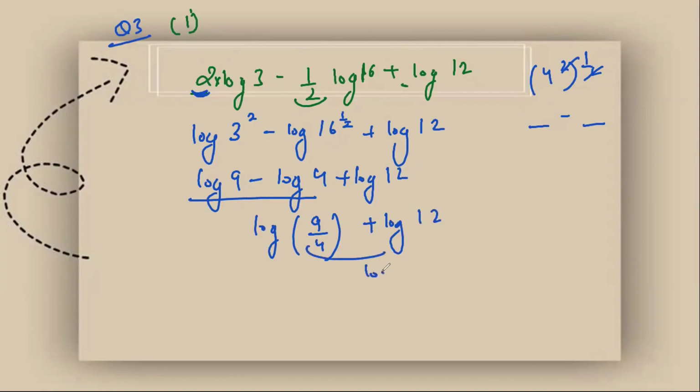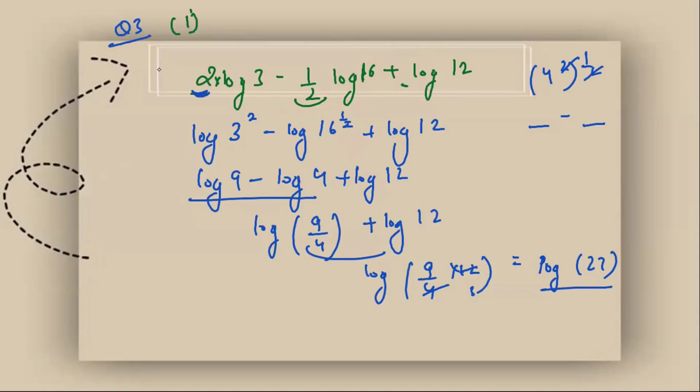Now they are in plus. So when they are in plus, we can multiply. So it gives me how much? 3. So it becomes log 27, right? It becomes log 27. So that's the final answer. We can't solve it further. So this is the third question, first part, right?